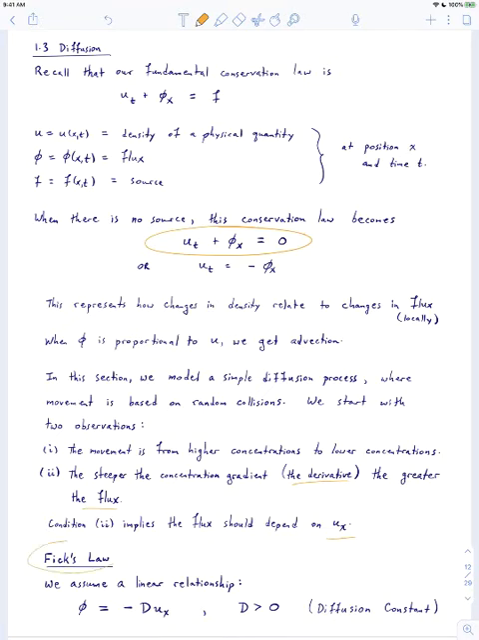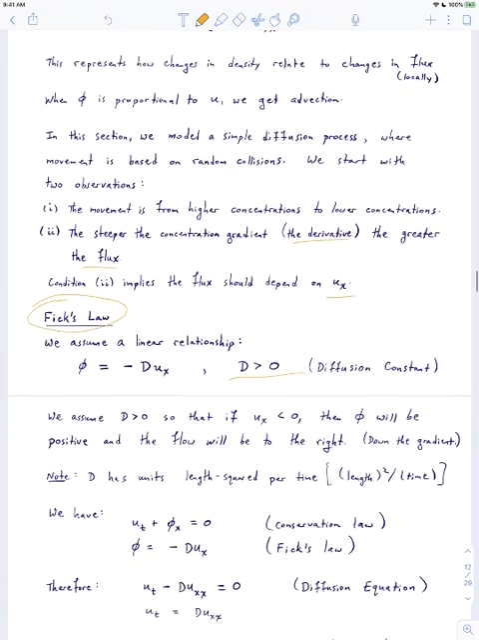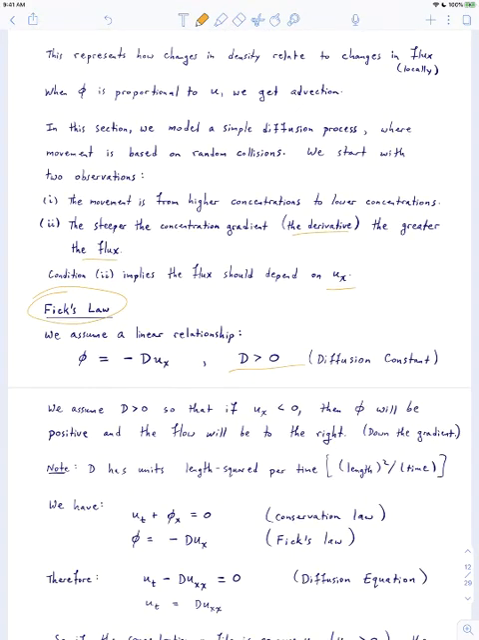This is known as Fick's law. So we will assume that the flux phi is equal to minus d times the partial derivative of u with respect to x, where d is some positive number called the diffusion constant. We assume that d is greater than 0, so that if the partial derivative of u with respect to x is negative, then phi will be positive and the flow will be to the right. We call this down the gradient.